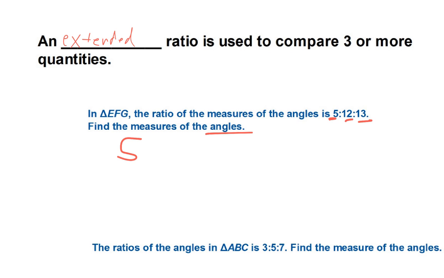Find the measure of the angles. This is in a triangle. So how many degrees are in a triangle? The angles? 180. So each of these you just put an x on. So 5x plus 12x plus 13x. You solve for x, and you get your scale factor. So what's 5 plus 12 plus 13? I don't think it's 30, but you're close. Oh no, you're right. I forgot to add that. It is 30.